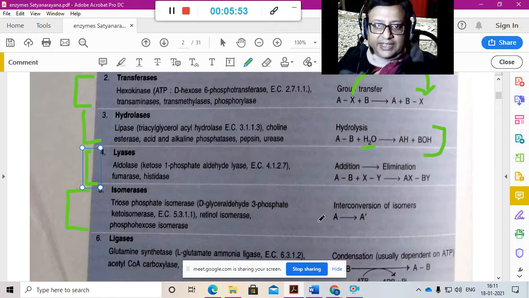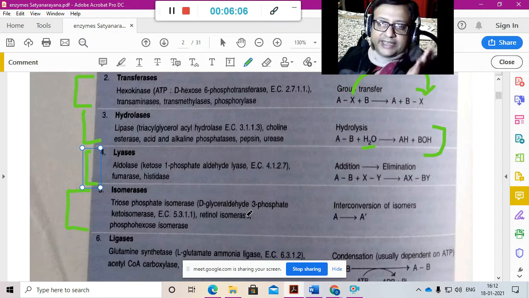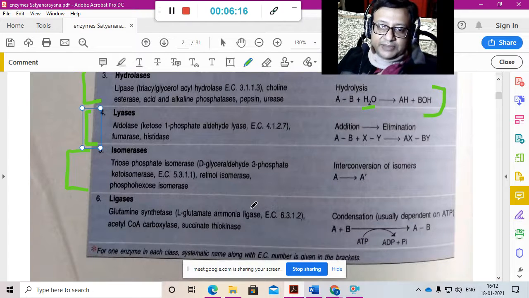isomerases. They convert citrate into isocitrate. This enzyme is aconitase. Then you have the triose phosphate isomerase. Glyceraldehyde 3-phosphate is converted into dihydroxyacetone phosphate in glycolysis. So you have these isomerase enzymes. They convert it into isomers.